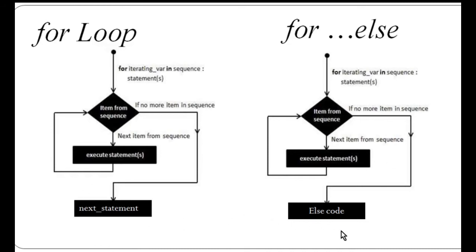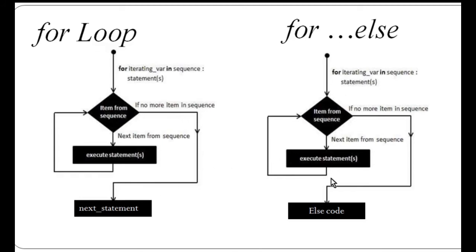These are the flowcharts for for and for else. Here you have an item from a sequence. So we have: for iterating variable in sequence, statements. This is the syntax. So it will take one item from the sequence, execute the statement. It will take the next item from the sequence, execute the statement. And it will keep on executing the statement till there is no more item in the sequence. Once there is no more item in the sequence, control comes to the next statement.